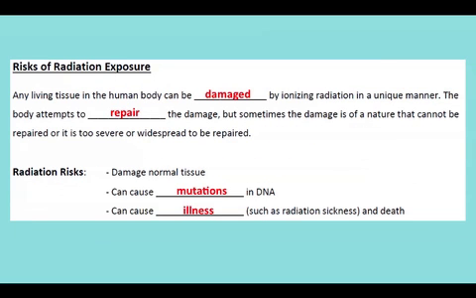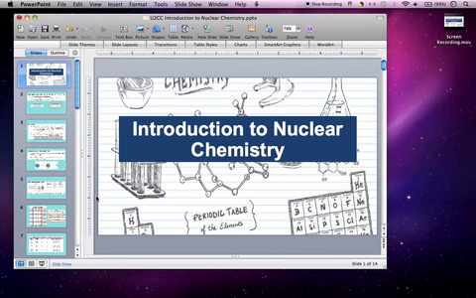Now, while there's a lot of great benefits, there also are some risks. So any living tissue in the human body can be damaged by radiation. Your body will attempt to repair it, but sometimes it's just too severe or widespread to be repaired. So some of the risks involve damage to your normal tissue. It can cause mutations in DNA, and now those cells can't function as they normally would. It can also cause illness, such as radiation sickness, and it can even cause death depending on the amount of radiation exposure you get. So just some basic things about alpha, beta, and gamma radiation, and then just some beneficial uses and risks of radioisotopes.